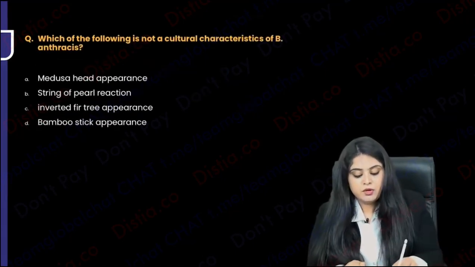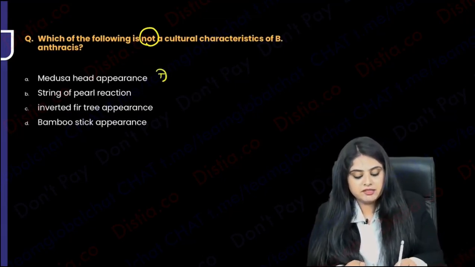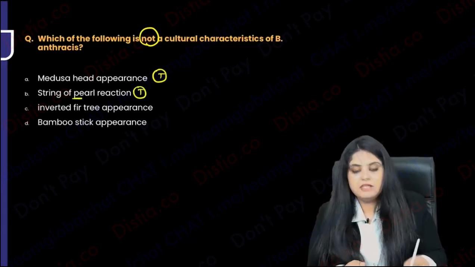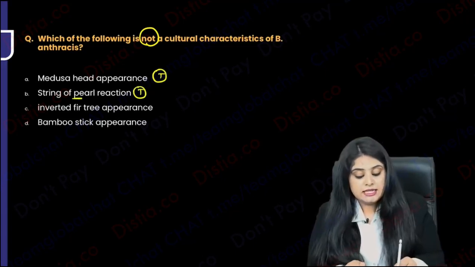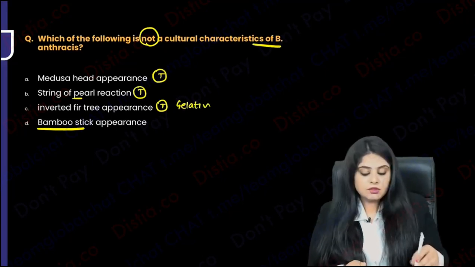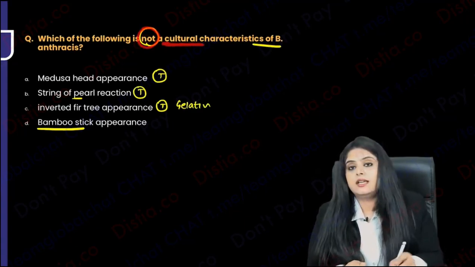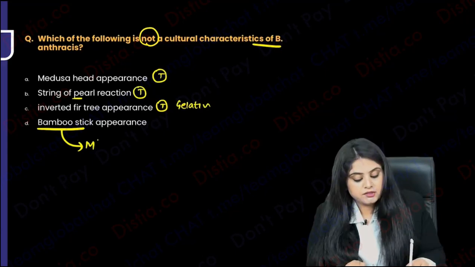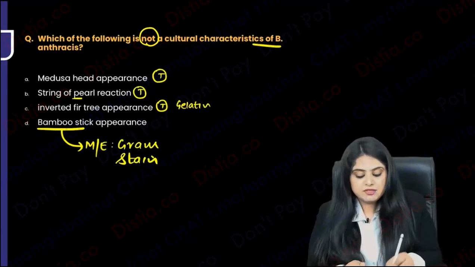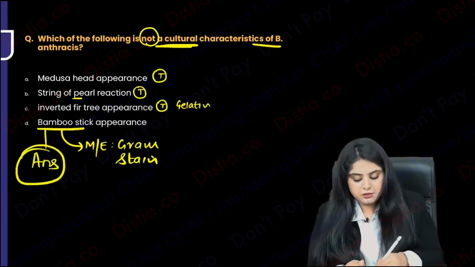Next, which of the following is not a cultural characteristic of Bacillus anthracis? Tell me, Medusa head appearance is seen, string of pearls appearance, PE for pearls, PE for penicillin, inverted fir tree appearance is seen on gelatin, absolutely. Ma'am, bamboo stick appearance is also seen in Bacillus anthracis, so everything is seen. But they had asked you which is not a cultural characteristic. Bamboo stick appearance is a microscopy gram stain feature. It is a feature, but it is a gram stain feature. It is not a cultural characteristic. So that becomes the answer over here.